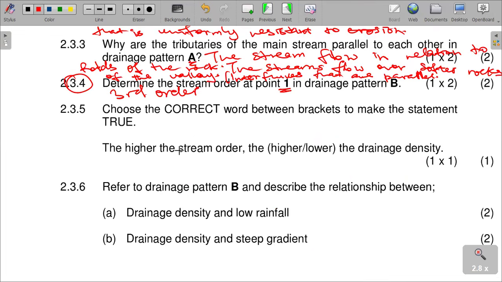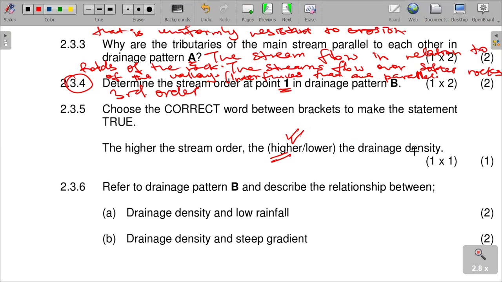The higher the order, the higher the drainage density. So the higher the stream order, the higher or the lower the drainage density? We are saying the higher the stream order, the higher the drainage density. So the answer is what? It is higher. The higher the stream order, the higher the drainage density, obviously.